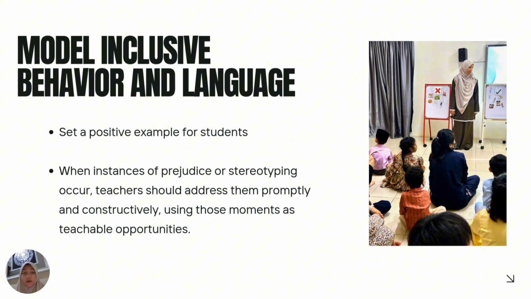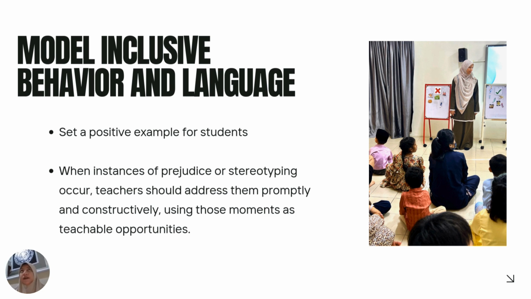When instances of prejudice or stereotyping occur, teachers need to address them promptly and constructively, using those moments as teachable opportunities. Teachers need to be very careful and constructive when addressing the issue, so that students will understand why they cannot be prejudiced towards other students. If teachers only yell at the students and become angry, and the students do not even understand why the things they do are wrong, eventually the instances of prejudice will not be solved, because teachers themselves do not model inclusive behavior and language.